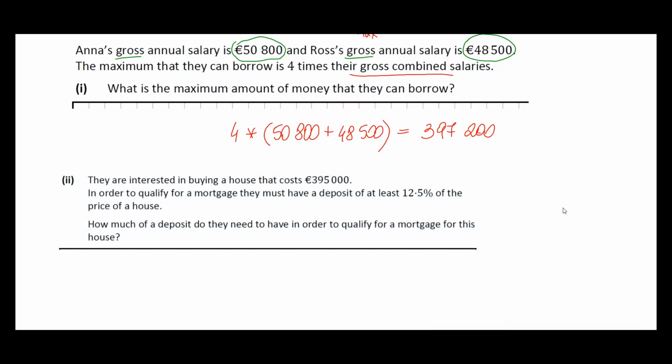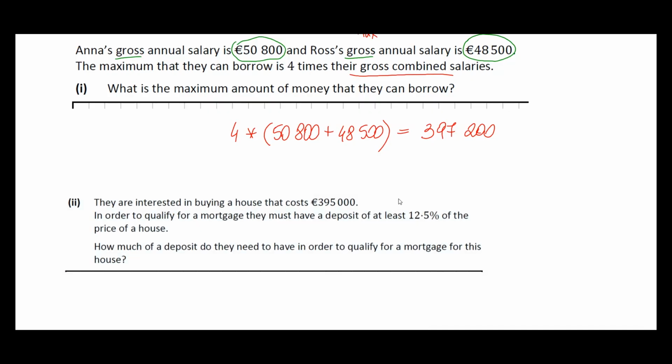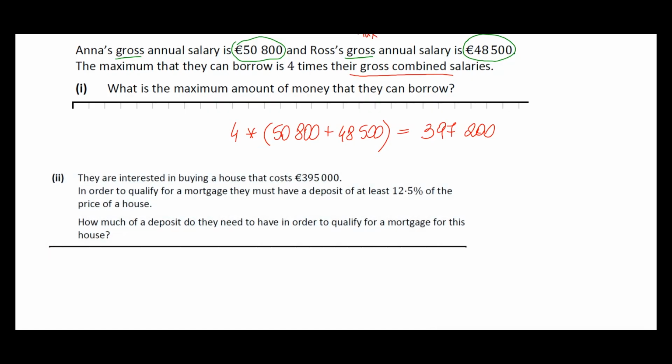Okay, let's have a look at the next part of this question. So they are interested in buying a house that costs 395,000. Okay, so a little bit less than they can borrow. In order to qualify for a mortgage, they must have a deposit of at least 12.5% of what? The price of the house. How much, therefore, deposit do they need in order to qualify for the mortgage?